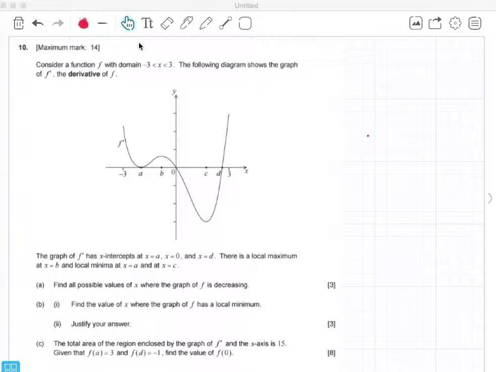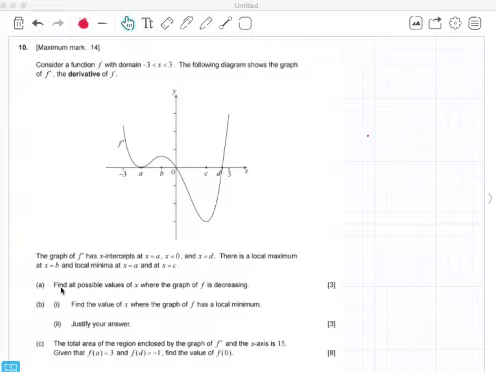We've got a question here from a recent IB exam, May 2015, and it's a curve here with f'(x). That's very important. This is f'(x), and most of the question is going to be asked about f. So here's f'(x). It touches the x-axis at A. It's got a maximum point at B. It goes through the x-axis at 0. It goes through again at D, and it's got a minimum at C.